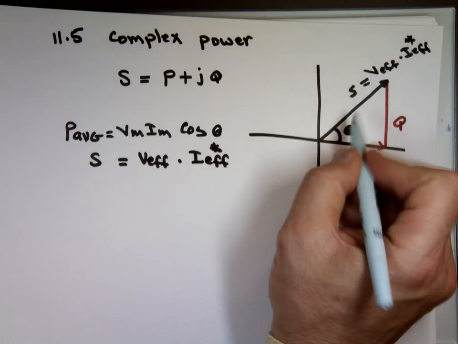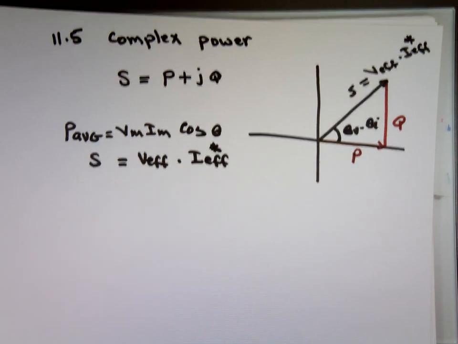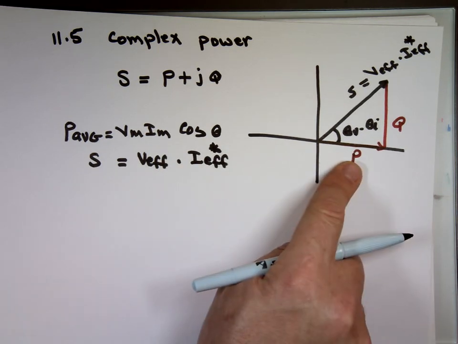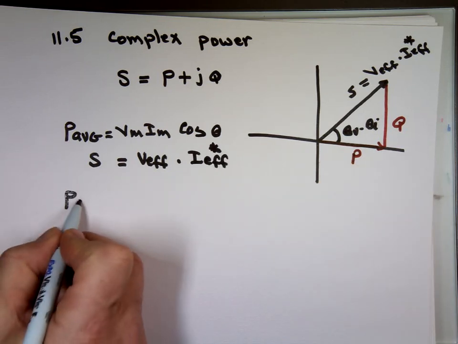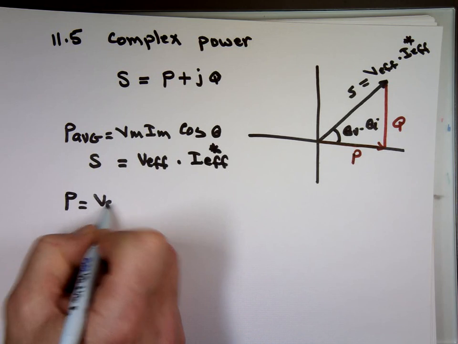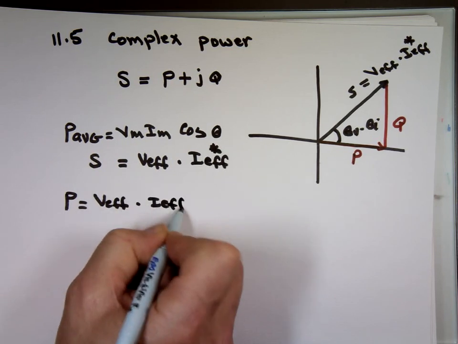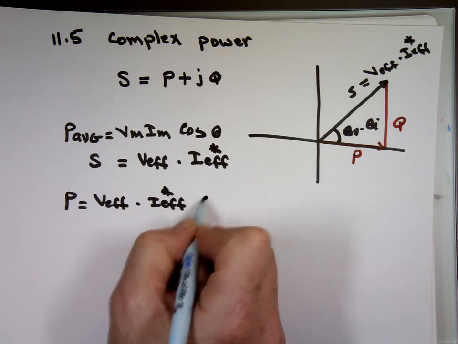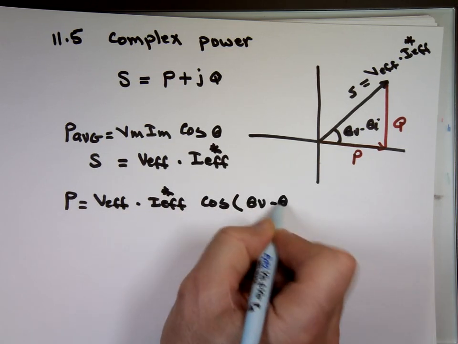And this angle is really theta V minus theta I. I just call it theta. So to find P using trig, using geometry, what is P? P is going to be whatever S, which is V effective, times what? I effective conjugate times cosine theta V minus theta I.